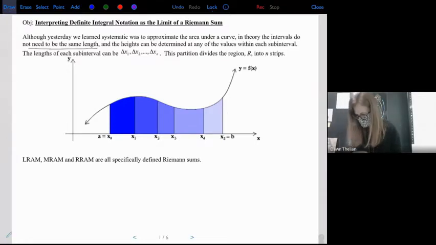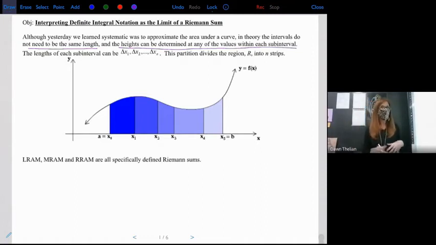There we go. And the heights can be determined at any values within each subinterval. So the LRAM, MRAM, RRAM, we're going to be asked to calculate. It's a systematic way of approximating this area under the curve. But if we take away, well, what type of problems am I going to ask you to solve? Theoretically, you can split up the area under the curve whichever way you see best fit.